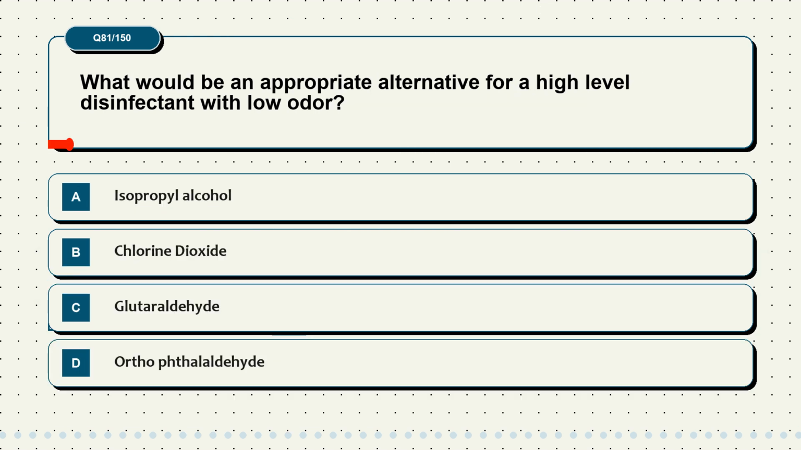Question 81. What would be an appropriate alternative for a high-level disinfectant with low odor? Here are the options. Option A, isopropyl alcohol. Option B, chlorine dioxide. Option C, glutaraldehyde. Option D, orthophthaldehyde.